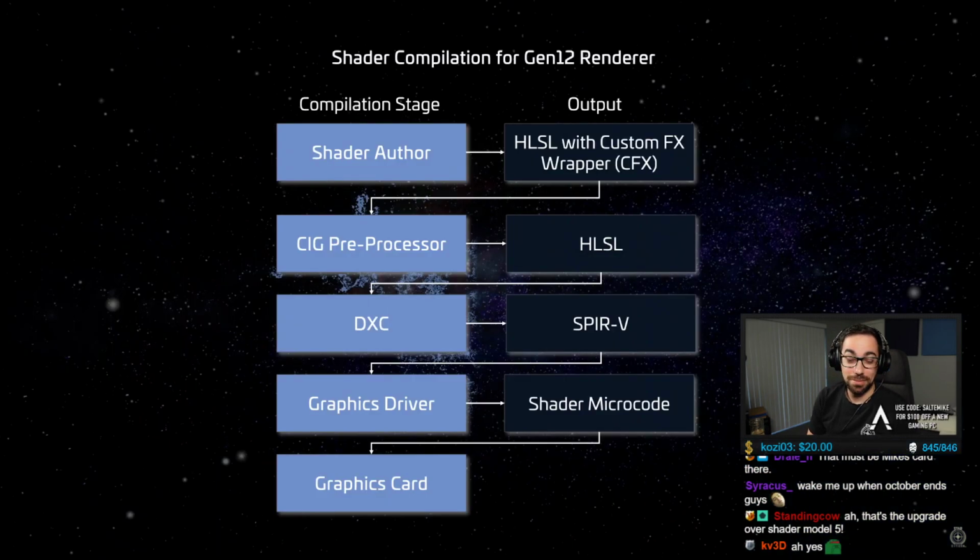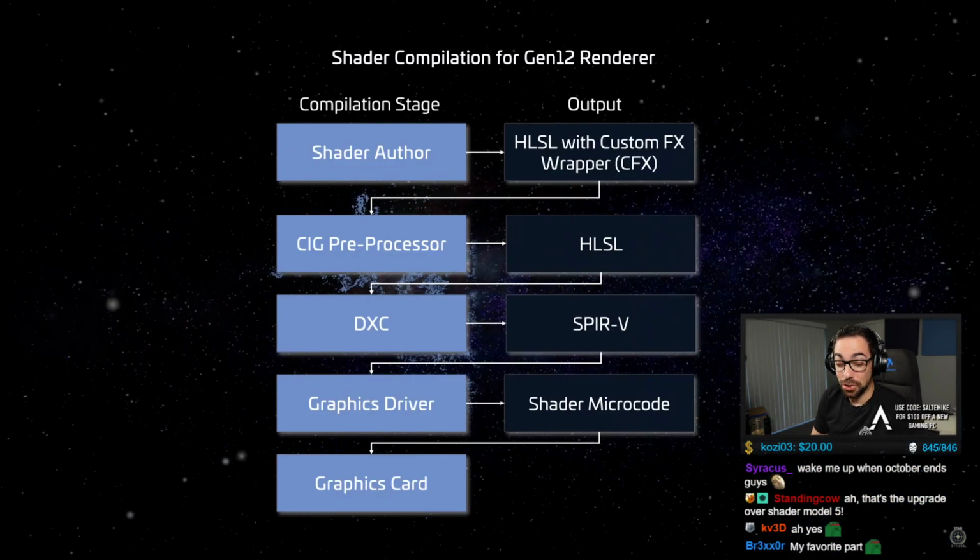DXC also gives us shader model 6. Shader models have progressed over time in HLSL, with shader model 6 now giving language support for GPU parallelism, as well as variable rate shading, amongst many other features. We can see here now a diagram of how our compilation happens.